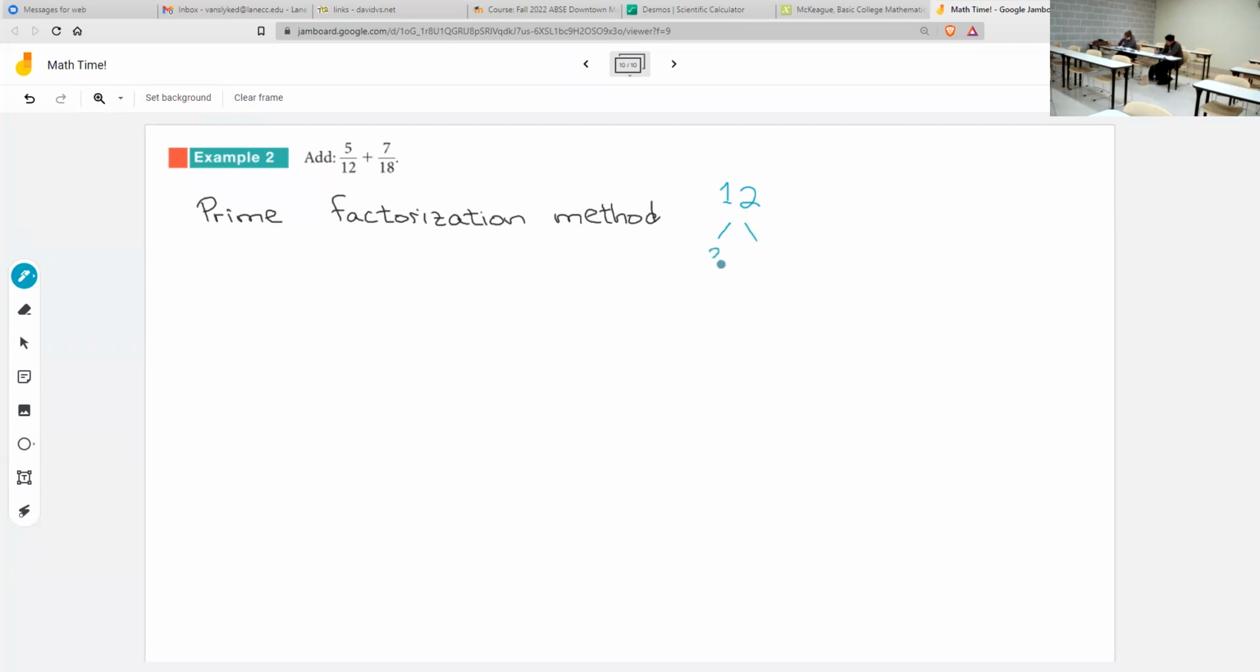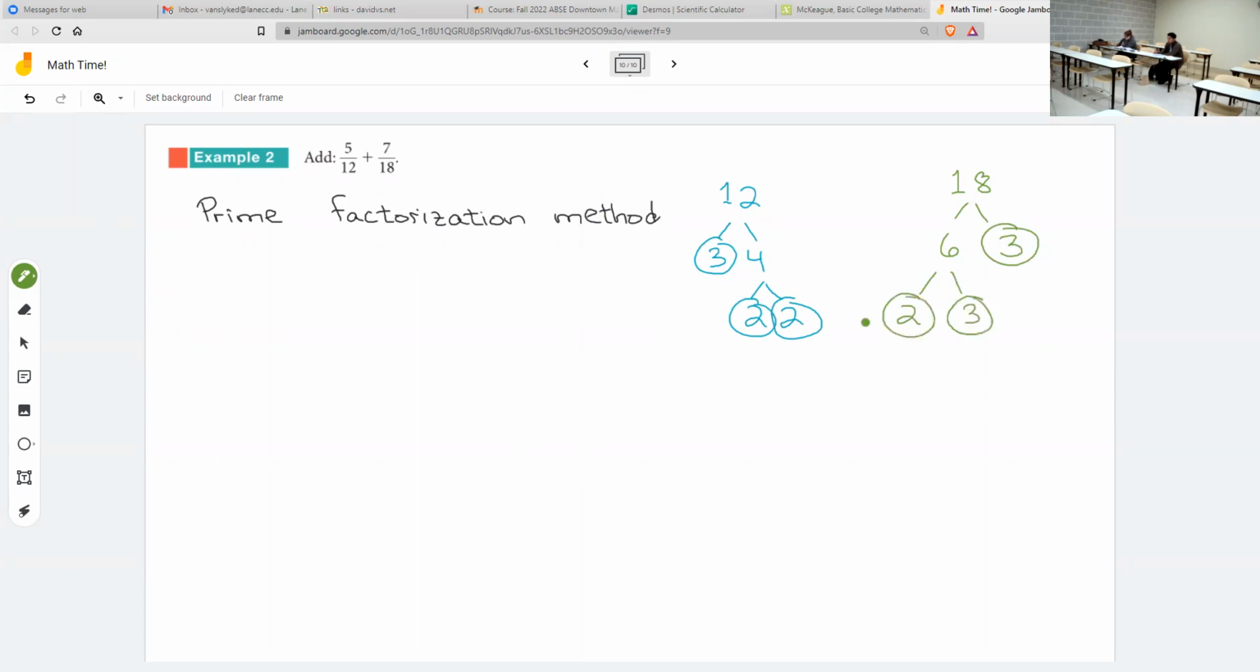3 times 4. The 3 is done. The 4 is 2 times 2. Remember to either bring down the 3 or circle the 3. But you want to not lose track of these leaves on the tree, right? The farthest end things. Then the 18. It's not an 18, brain broken. Okay, 6 times 3. 3 is done. 6 is 2 times 3.